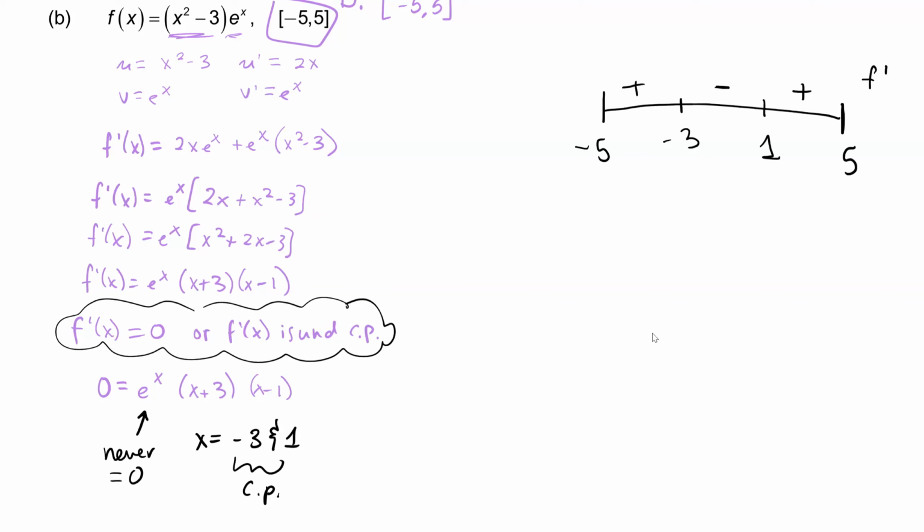Then I need to understand, if that's what's happening with my derivative, what's happening with my original function, not f prime. If we have a positive slope, it's going up, negative slope goes down, positive slope goes up. Yes? Can I explain it?